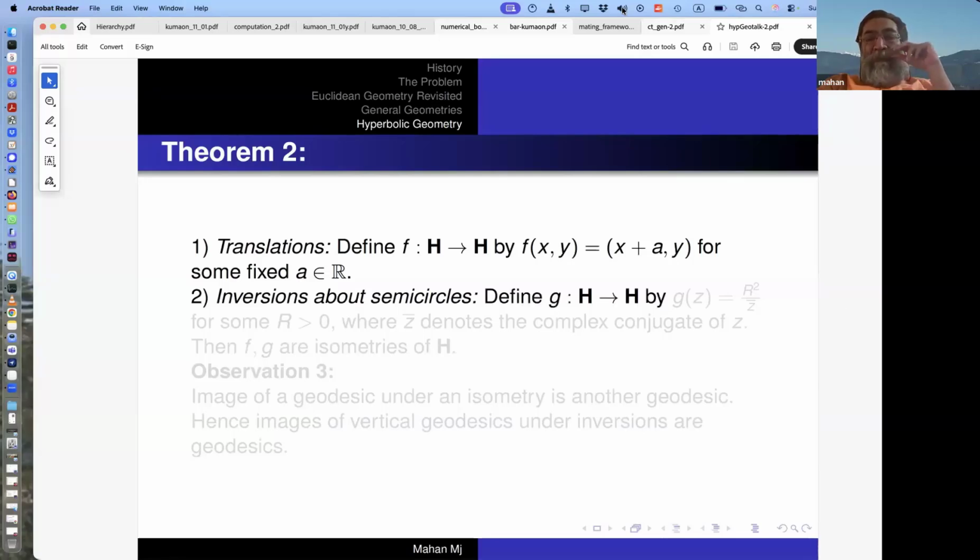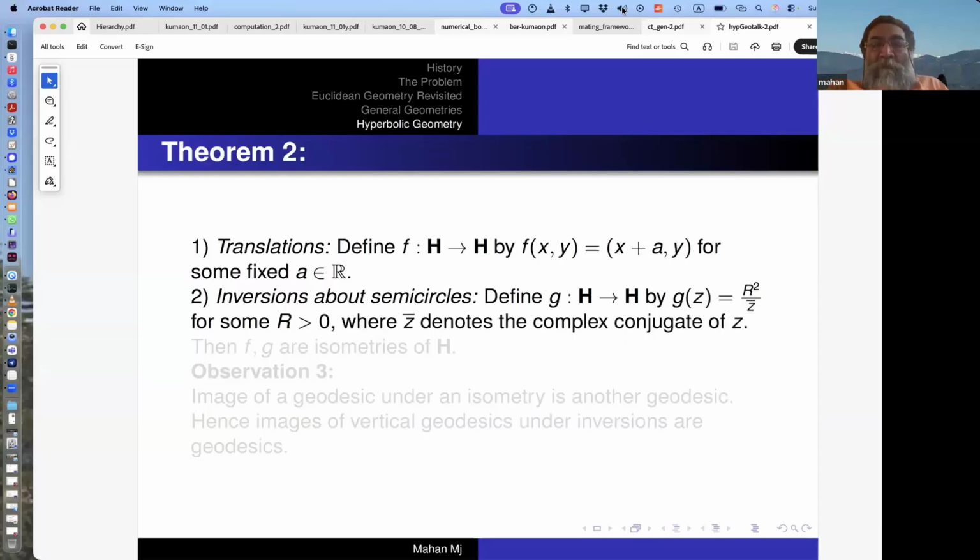Define the map from the hyperbolic plane to the hyperbolic plane, which takes Z. Now, complex coordinates are helpful. This is the only place where a little bit of complex analysis helps the computation, and it gives a hint as to why complex analysis is related to hyperbolic geometry. So you take Z and you send it to R square by Z bar, where R is greater than 0 and Z bar denotes the complex conjugate of Z.